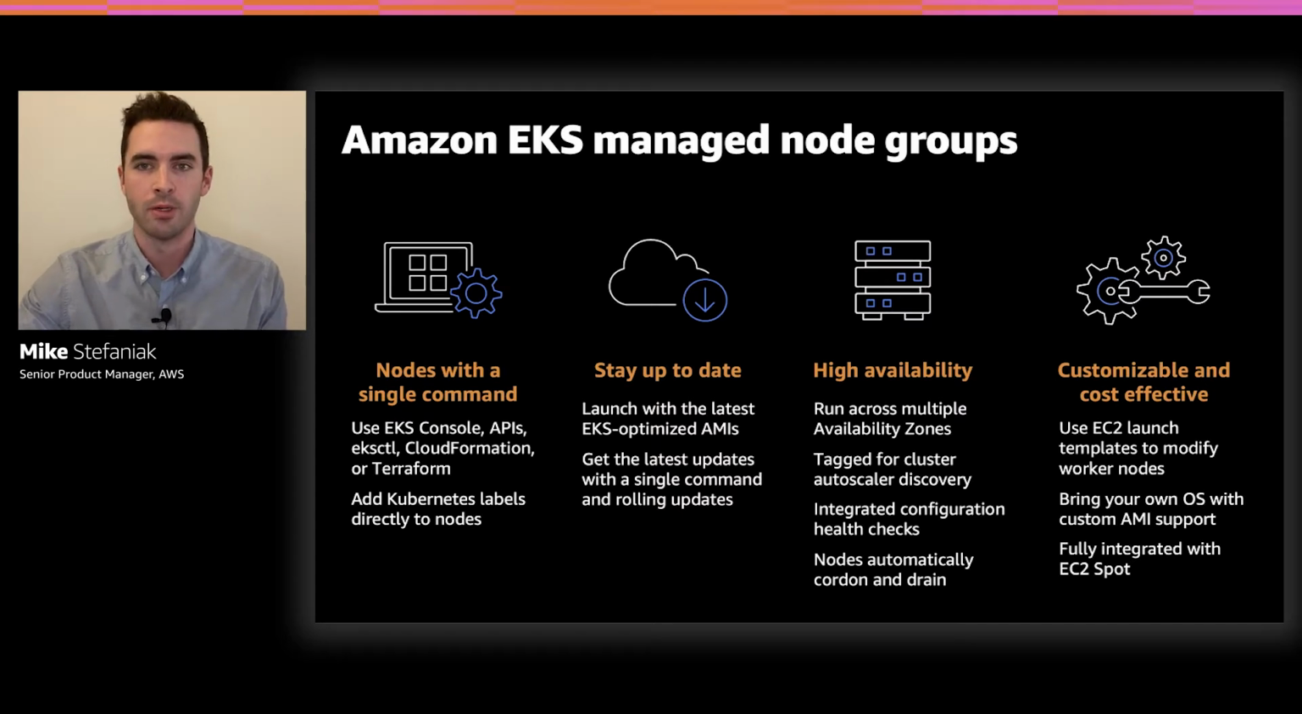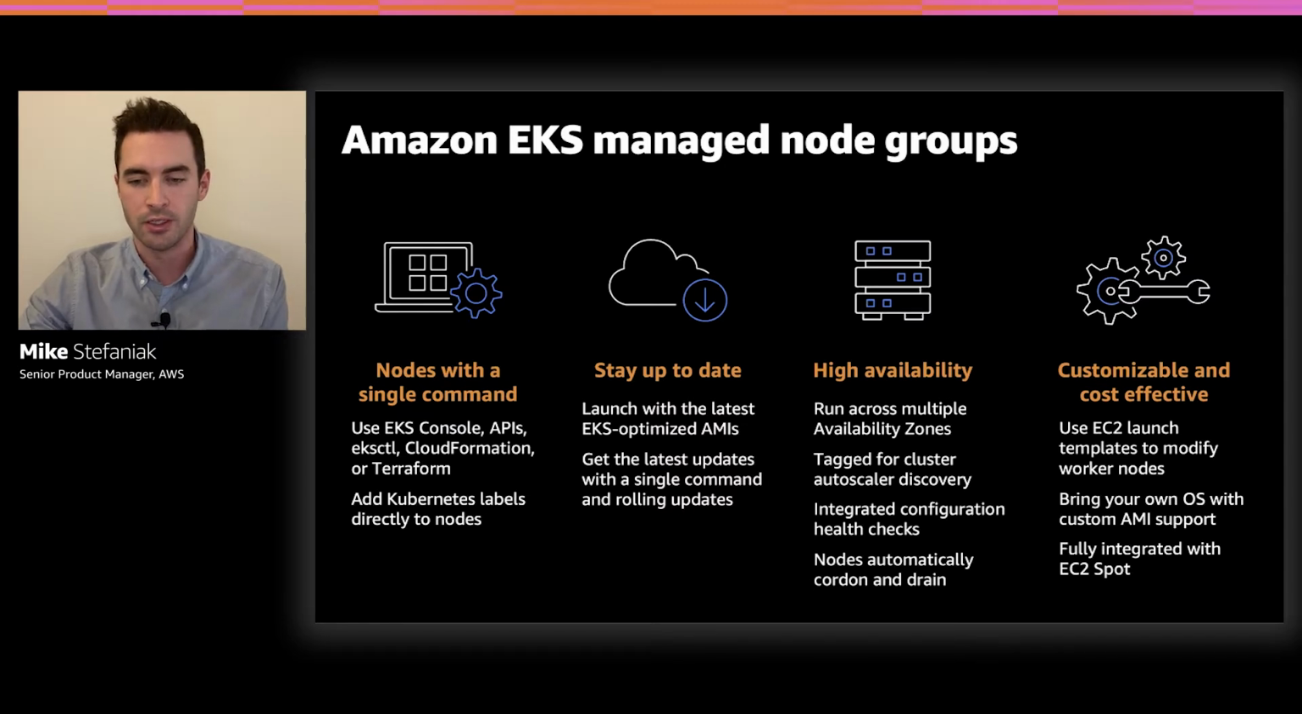There are also different Kubernetes API functions built in, so adding labels directly to a node is something you can do. It's easy to keep your worker nodes up to date as we continuously release new AMIs with the latest bug fixes and security patches. And I think one of the big benefits you get with managed node groups is the sophisticated upgrade logic that we've built in. So when you call the update API, we're going to safely cordon and drain old nodes to move them onto new ones with the least amount of disruption.